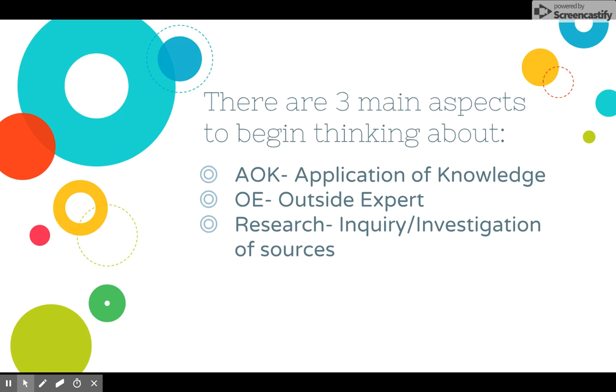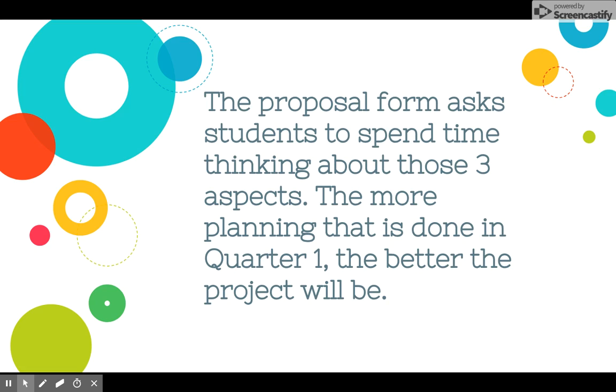And lastly, the research. The research part of the senior project is the stuff that you need to learn, the expertise you need to acquire in order to fulfill the project journey. On the proposal form, it asks you some questions about where you might go to find that research or what that research might look like. So the proposal form asks students to spend time thinking about those 3 aspects. The more planning that is done in quarter one, the better the project will be. And that's pretty true, right?